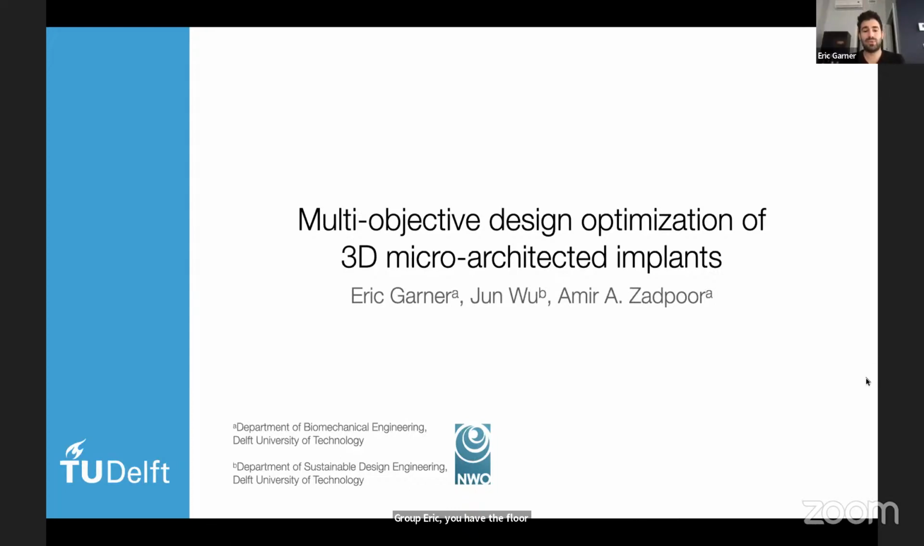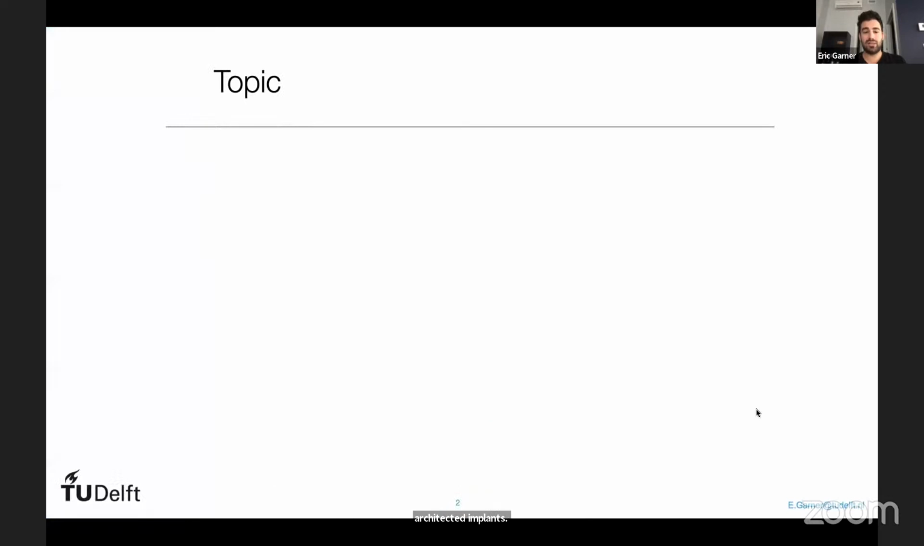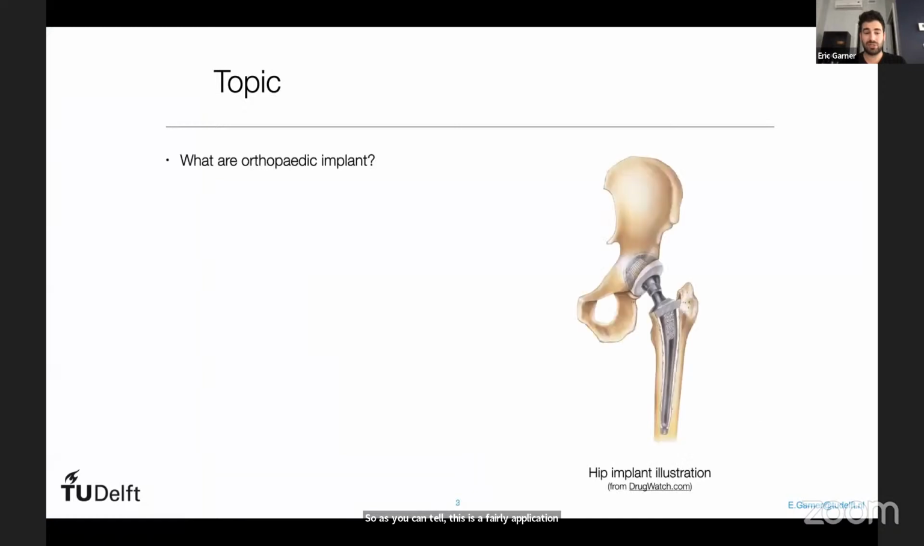Hello, and welcome everyone to this presentation. Like Fernando said, it's very overwhelming and an honor to be speaking among this group. Today, I'm going to be presenting some work done in collaboration between Jun Wu and Amir Zadpour's groups at TU Delft. It's about multi-objective design optimization of 3D micro-architected implants. So, as you can tell, this is a fairly application-specific topic, so it's important to go through a bit of background information first. So we're going to discuss what are orthopedic implants, what are their current shortcomings, and how can they be improved.